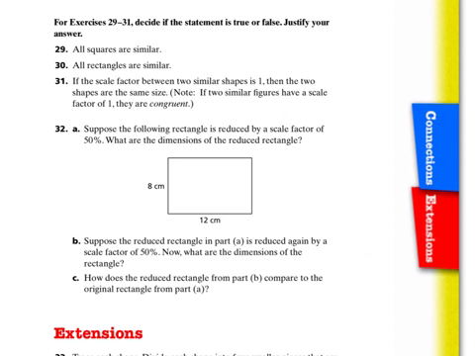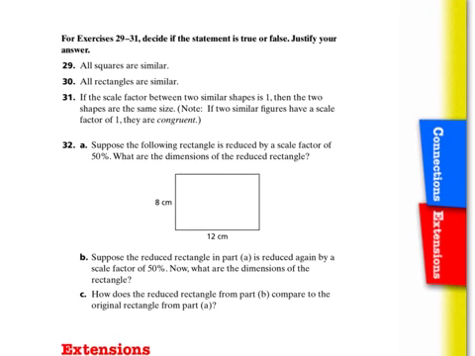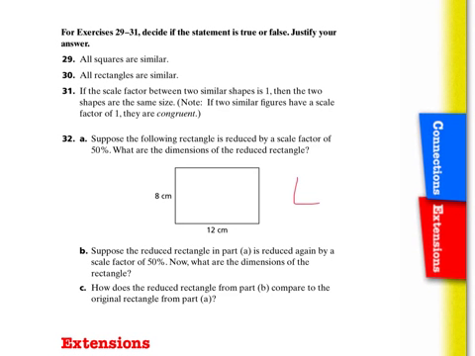Okay, 32A. Suppose the following rectangle is reduced by a scale factor of 50%. What are the dimensions of the reduced rectangle? So, our reduced rectangle, scale factor is going to be 50%, or 0.5. Okay, so 0.5. So we just need to multiply the dimensions by the scale factor. 8 times 0.5 is going to be 4. 12 times 0.5 will be 6. So the dimensions of the reduced rectangle are 4 by 6.